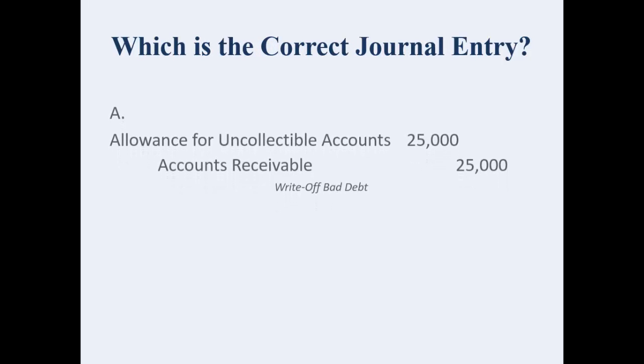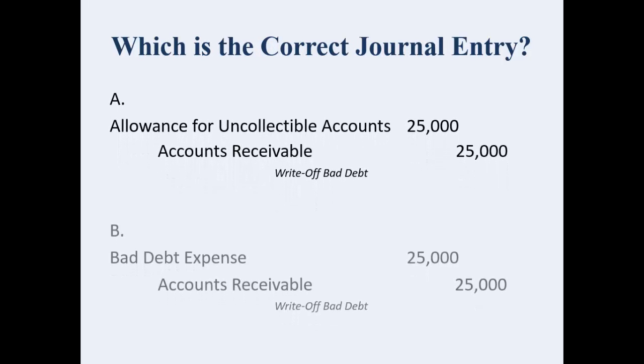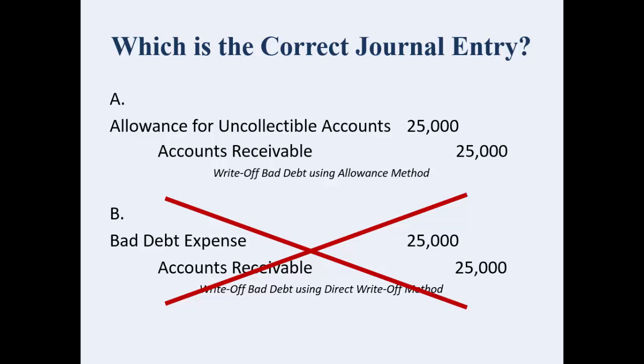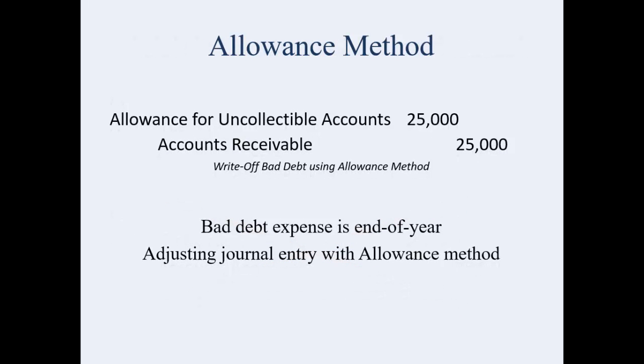So what is the correct journal entry for writing something off? Is it allowance for uncollectibles and accounts receivable, or bad debt expense and accounts receivable? I think I just gave it to you. The one below would be using the direct write-off method. Using the allowance method, it's the journal entry for example A. This is where you want to focus. Bad debt expense is the end-of-the-year adjusting journal entry if you're using the allowance method. You're not recording any bad debt expense throughout the year.